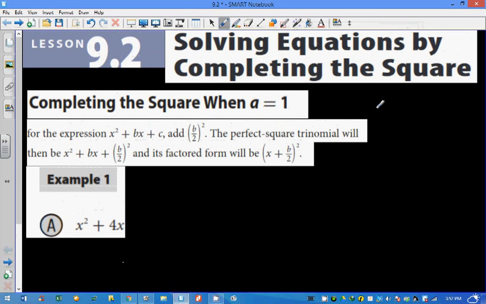Hi guys, today lesson 9.2, solving equations by completing the square. And the first subtitle is completing the square when a equals 1. As you know, for the given expression x squared plus bx plus c, if you add (b over 2) to the power of 2 on both sides, you will make your equation into the form (x plus b over 2) to the power of 2.